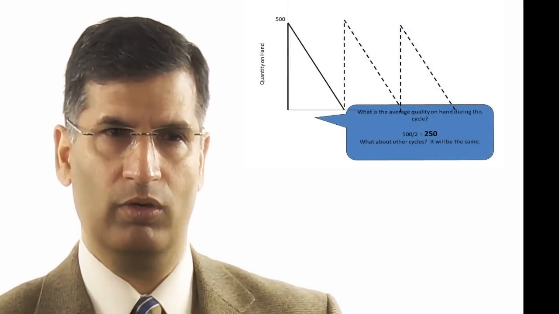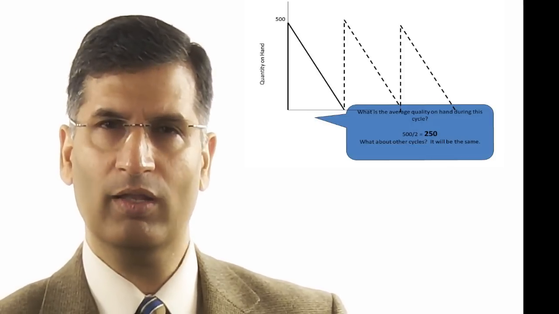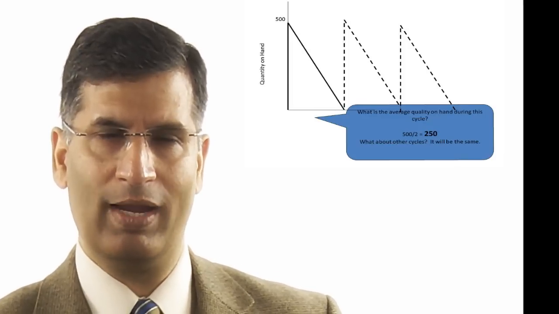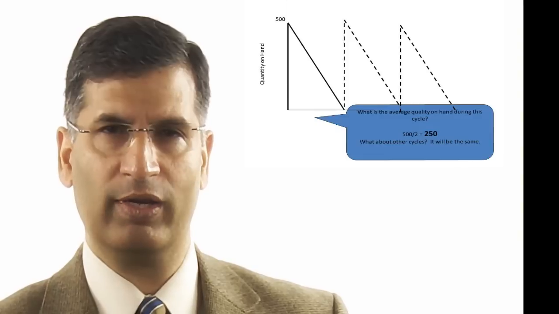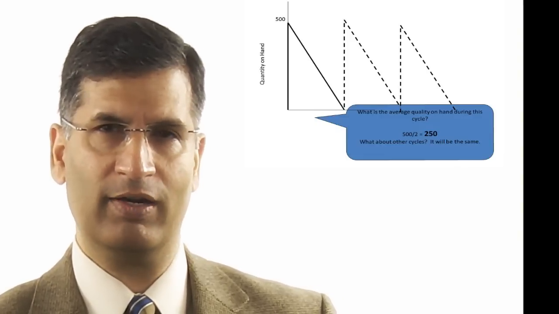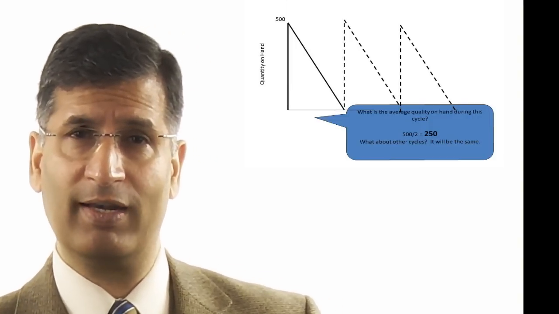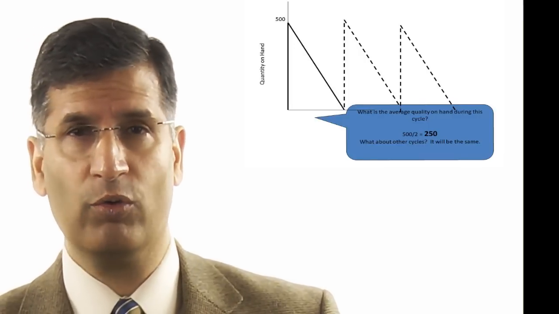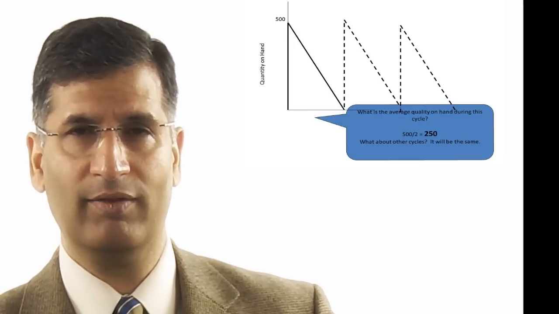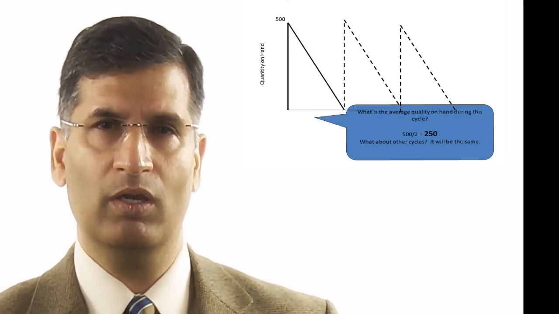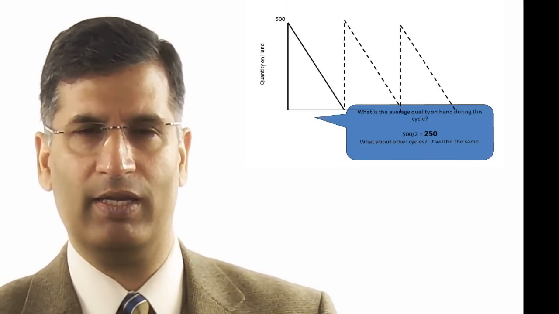Question for you is, what is the average quantity you are holding during each cycle? Well, you begin with 500 items, you end up with 0 items at the end of the cycle, and therefore the average inventory held during that cycle is 500 plus 0 divided by 2. Or if you want to think about it, for some moment you held 500 items in your inventory, some moment you held 0 items, some moment you held 499 items, and some moment you held 1 item. So if you average those things, time-based average, it will be 250.